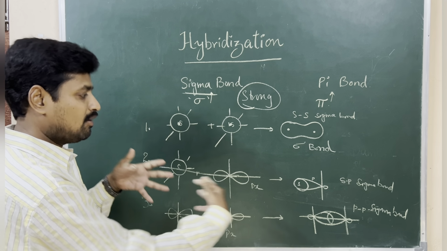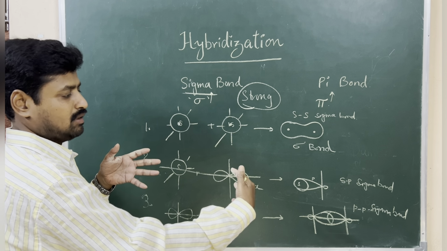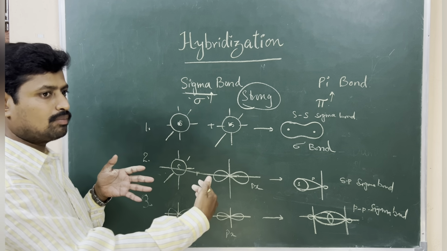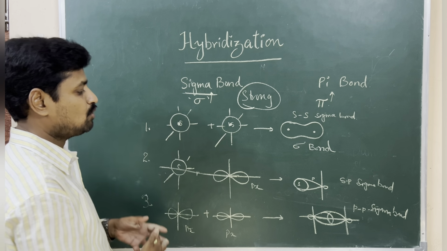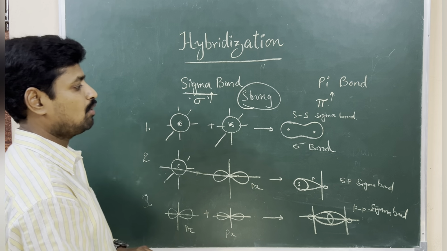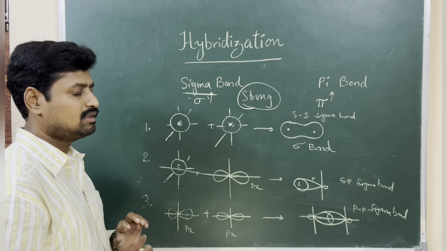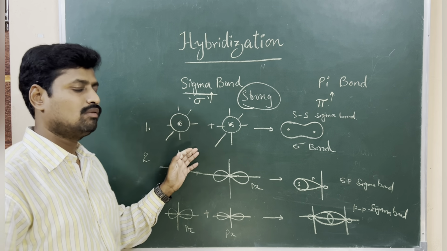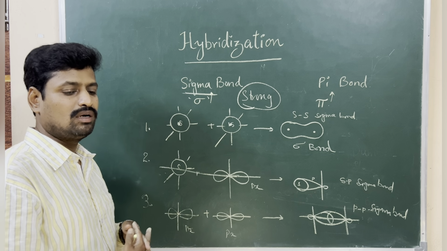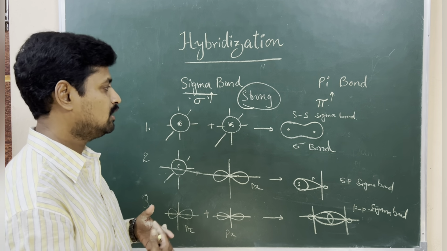Due to that process of overlapping of orbitals along the internuclear axis, the sigma bond is always a strong bond. Sigma bonds are difficult to break. It needs more energy to break a sigma bond. Once a sigma bond is formed, it is difficult to break. It takes a lot of energy.